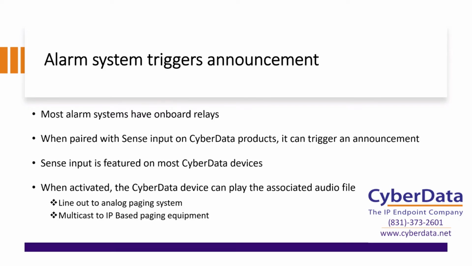And all the sense input does is when those two contacts are shorted together, because it's just the opposite of a relay, when a relay closes, it completes the circuit. A sense input is waiting for that circuit to be closed, so that way it can take an action. And when that does occur, when those two contacts are shorted together, it tells the device to play the audio file that's associated with the sense input, and depending on the product that you're using, it could just go out the standard line out.